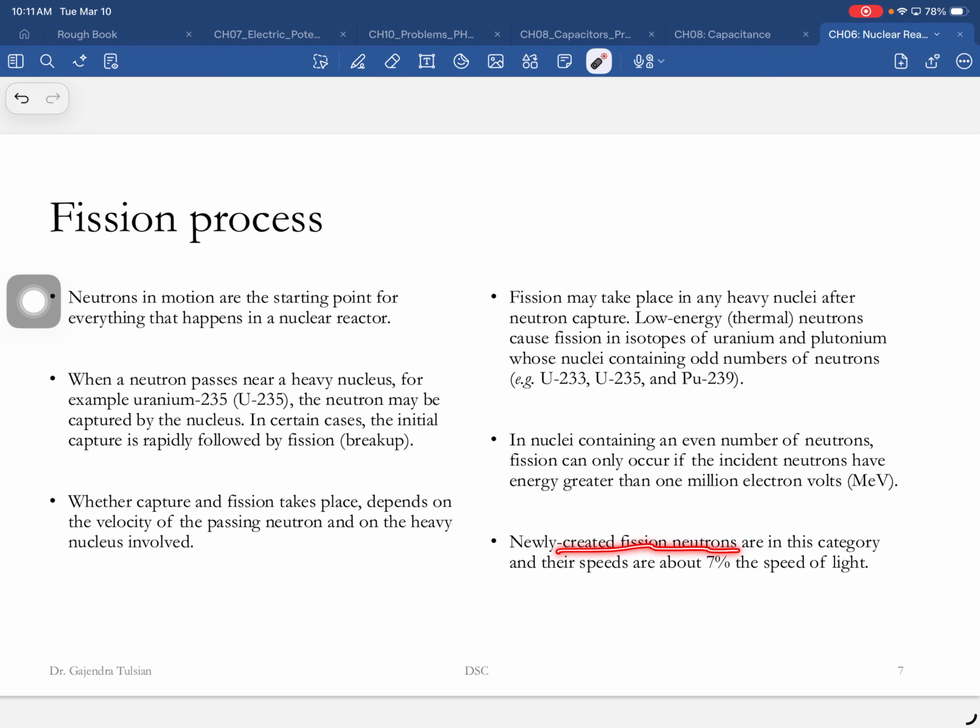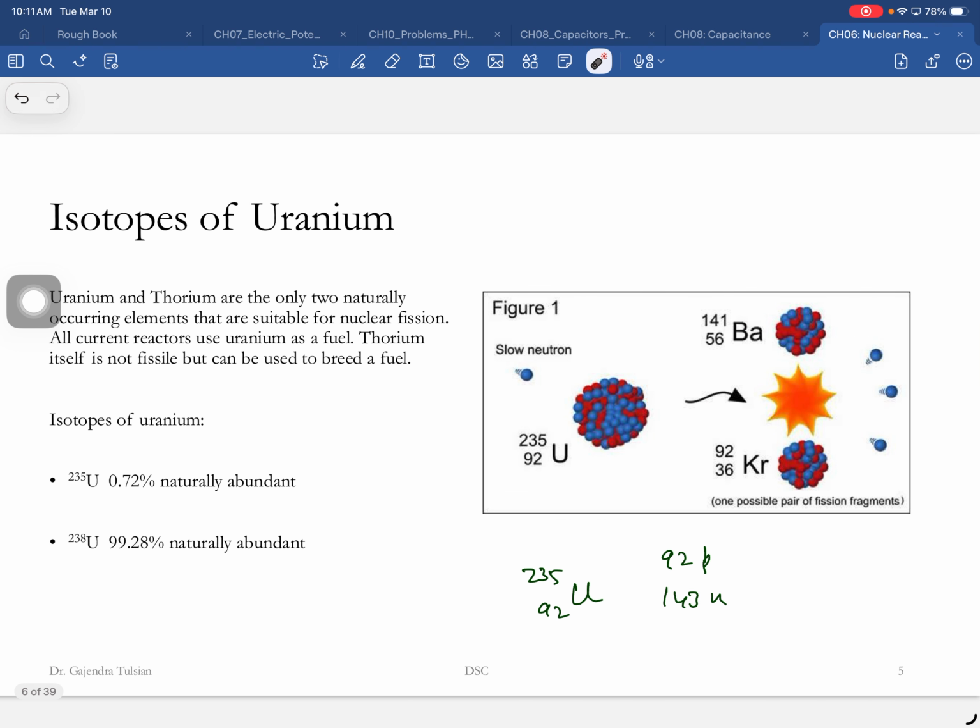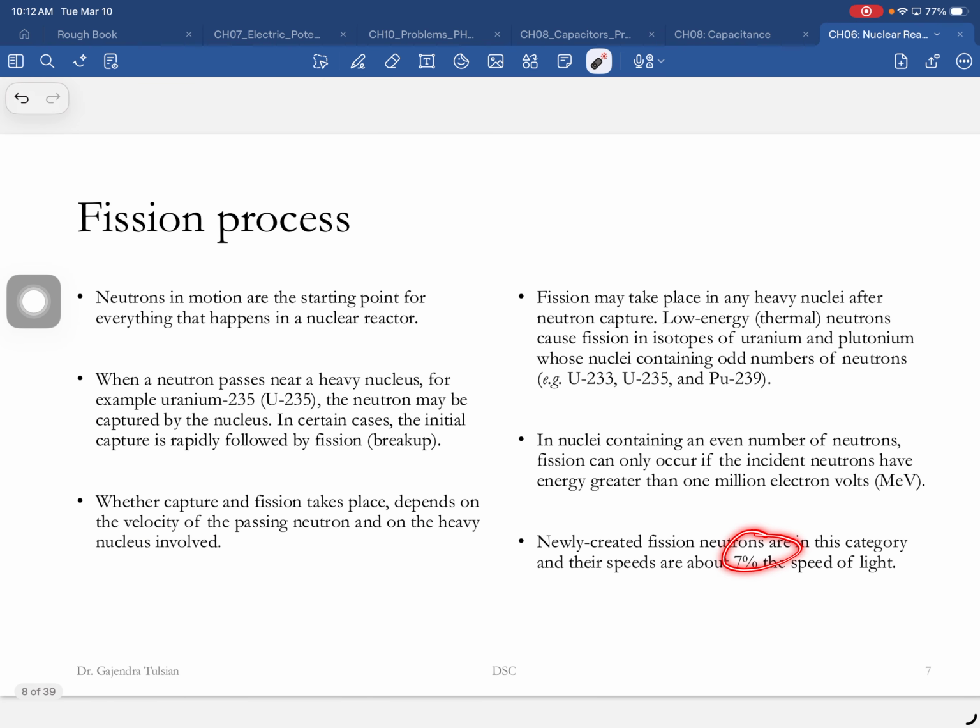Newly created fission neutrons are in this category, and their speed is about 7% of the speed of light. When you split a uranium nucleus, these guys are going extremely fast, about 20,000 kilometers a second. The probability of them causing a further reaction is small, so you have to slow them down. They're going at 7% the speed of light.